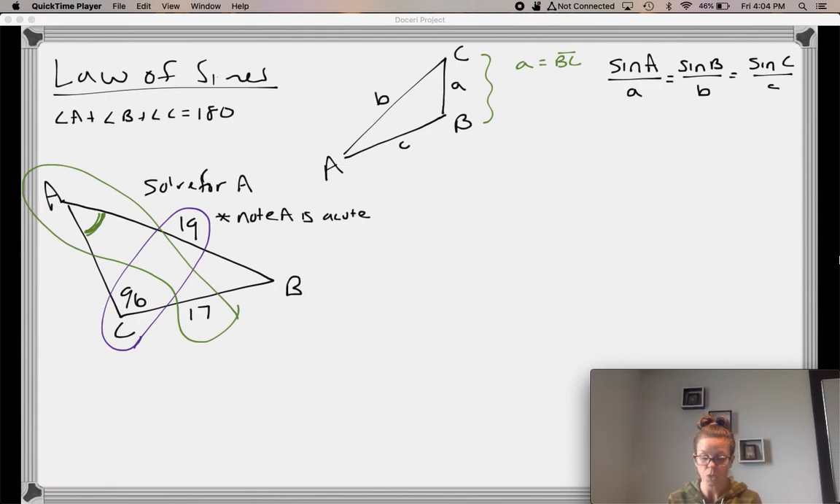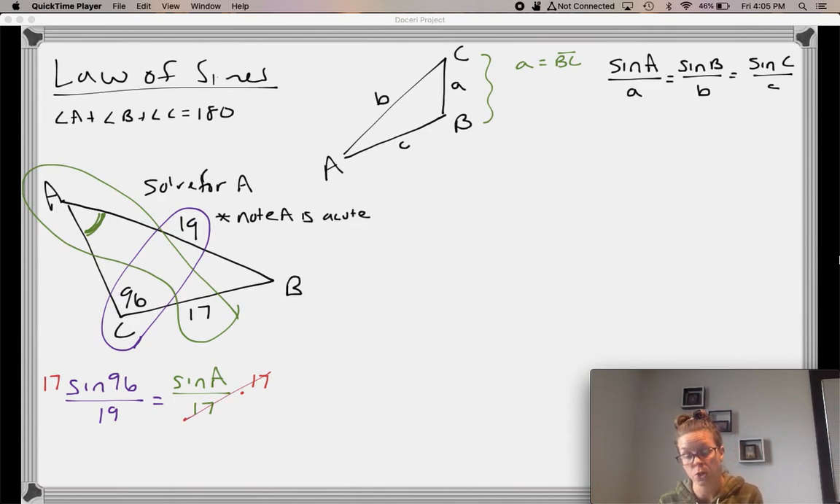So we're going to say sine of 96 over 19, and that's going to be equal to the sine of A over 17. Angle A is what is unknown. Okay, you can solve this as a proportion and cross multiply, and that will totally work. It's a little bit faster if instead we just multiply both sides by 17.